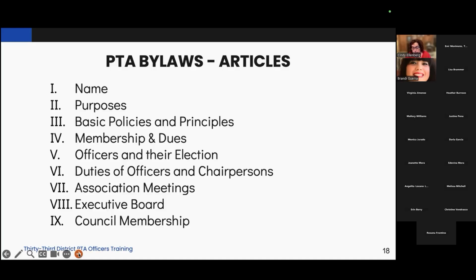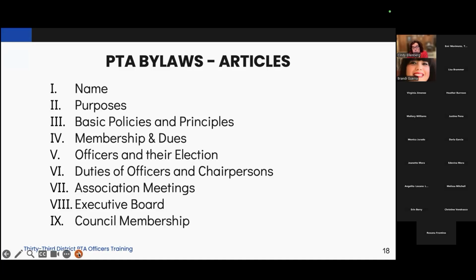Article 3 is the policies and principles of PTA, and that's where it's included the non-commercial, non-sectarian, and non-partisan. Article 4 is your membership and dues section. So it specifies your annual member dues, the amounts of your dues that go up to national, to state, to 33rd, and to council, and the amount that remains at your unit. These things cannot be changed without a change to the bylaws. Anything in the bylaws that you want to change has to go through a full review proposal and go through the process of update.